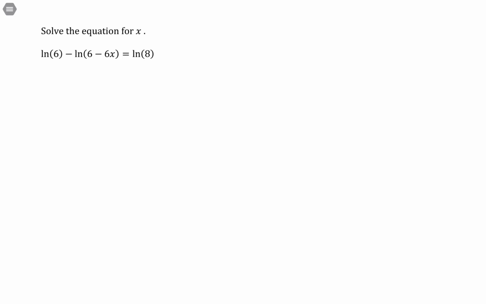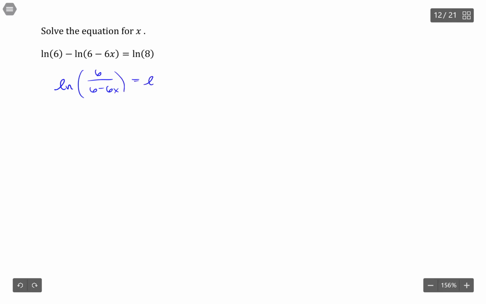Here, if I have two logarithms of the same base that are subtracted, I can combine those into one logarithm of that same base if I divide their arguments. And the advantage there is that now that I have two logarithms of the same base set equal to one another, I can drop the logarithms and continue solving only the arguments themselves.